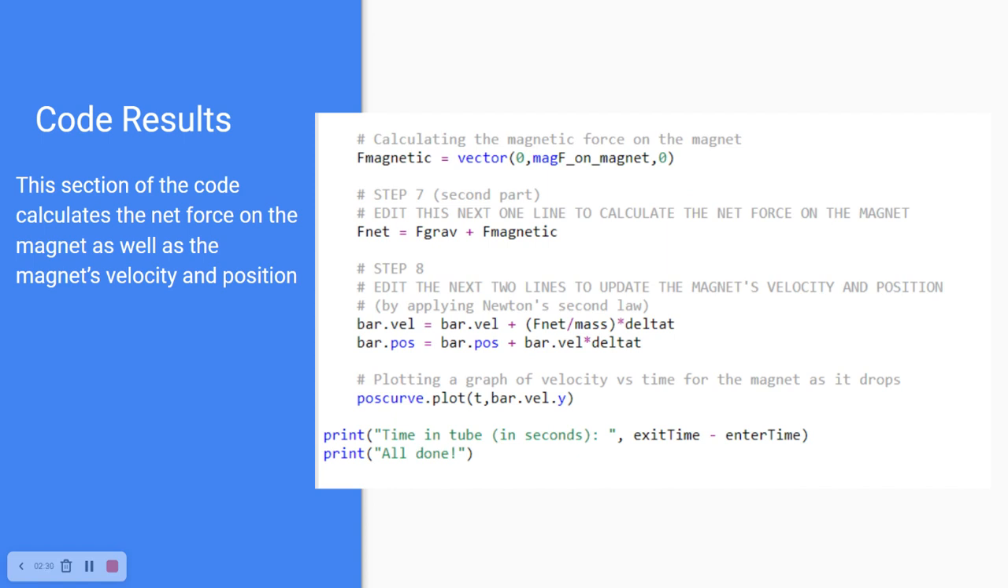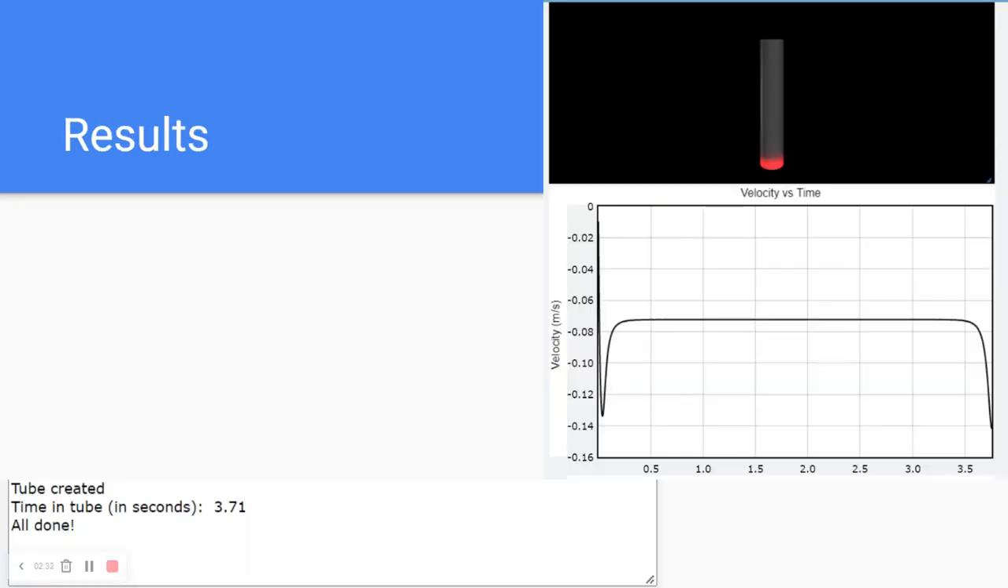Yep, and here are the code results. Now, here are also the results as shown when we run the program, showing the animation at the top, as well as the velocity versus time graph, as well as the printed output.